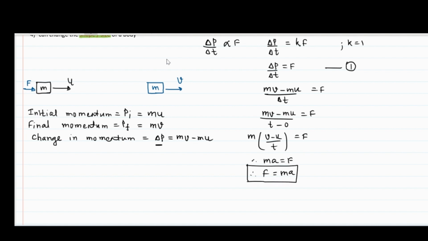This is the most important equation in mechanics. This equation relates the force to measurable quantities like mass and acceleration.